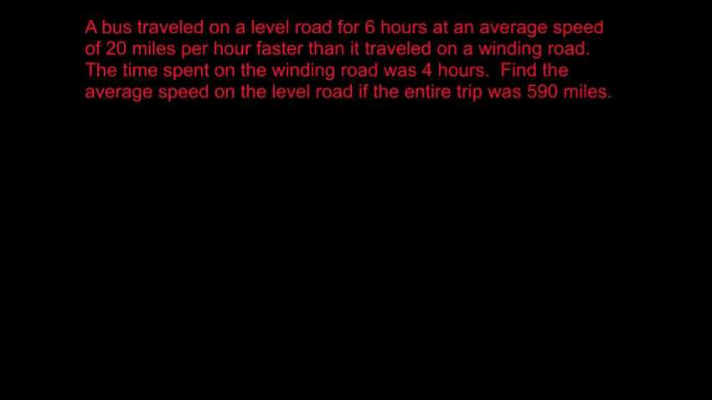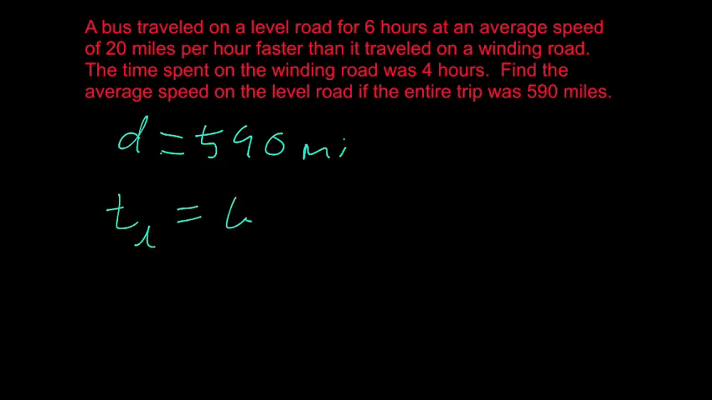So first, we want to write down everything that we're given. I'm going to call the distance of the entire trip d, and that's 590 miles. I'm also going to let the time spent on the level road be t sub L, which is 6 hours. And the time spent on the winding road, I'm going to call t sub W, and that's 4 hours.